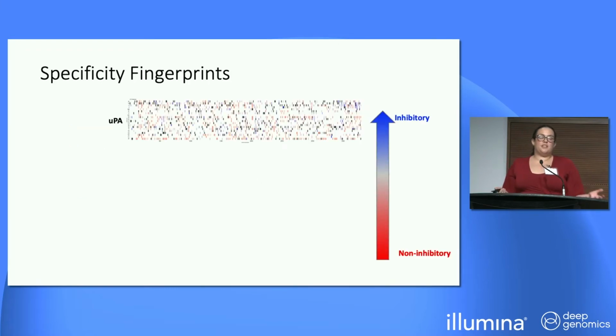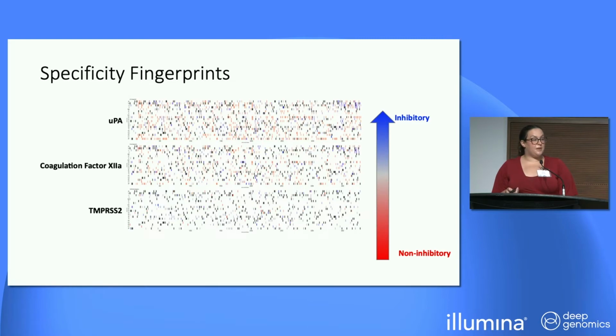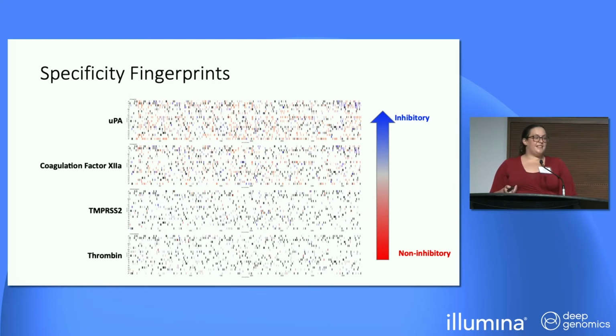And so what this leaves us with is our specificity fingerprints. So you can see here for uPA, we have variants that obviously maintain the inhibitory capacity of PAI-1, as well as variants where you lose the inhibitory capacity. And if you look at these other target serine proteases, you can see that a similar yet different profile emerges.